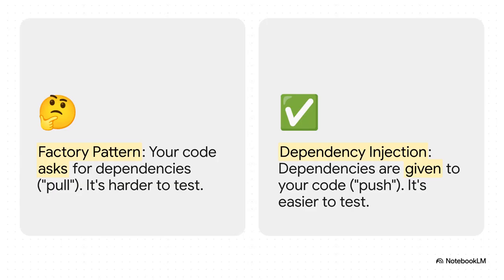Let's just boil it all down. With the factory pattern, your code is in control. It pulls what it needs. With DI, the framework is in control. It pushes the dependencies to your code. And that simple shift in control is what makes DI so much more flexible and way easier to test, because you can inject whatever you want, the real objects in production and fake mock objects when you're testing.